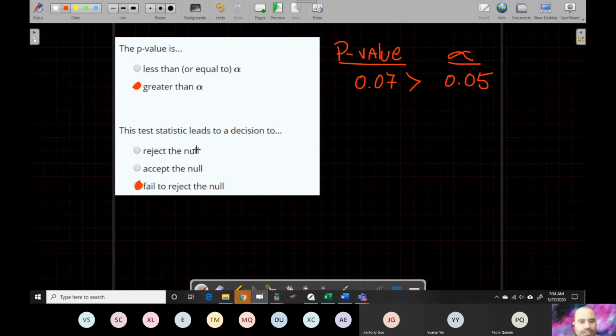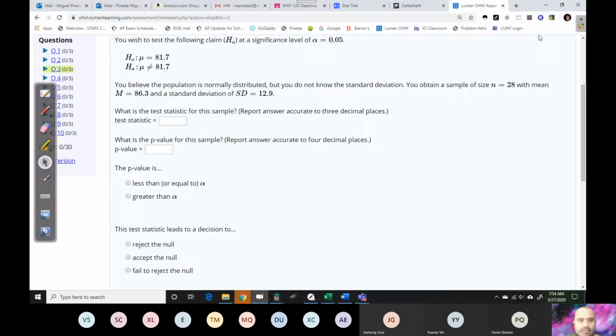Accept, no. Reject, no. We only have two choices, reject or fail to reject. So that's the answer because the p-value is greater. By the way, the method they're using here is called the p-value method, where you compare these values. There are three methods that we have learned: the traditional, the p-value method, and the interval method. So, is there another question on this?